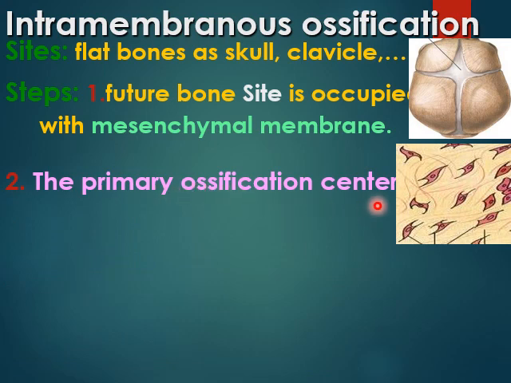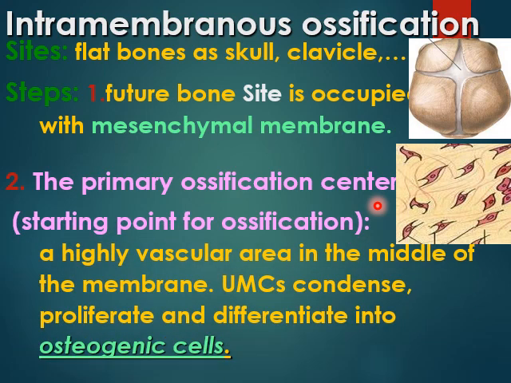The primary center of ossification appears. What do I mean by primary center of ossification? It is the starting of the ossification. And how does the ossification start? In a highly vascular area. Good blood supply comes to the middle of this membrane. The UMCs condense, proliferate, and differentiate into osteogenic cells.